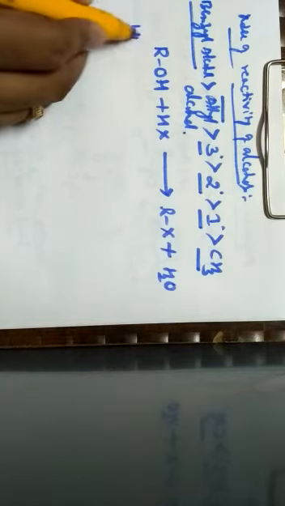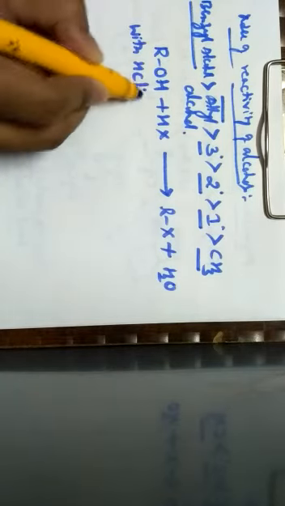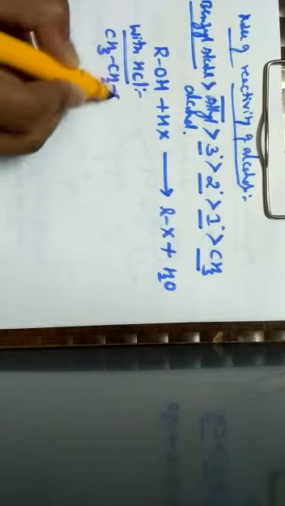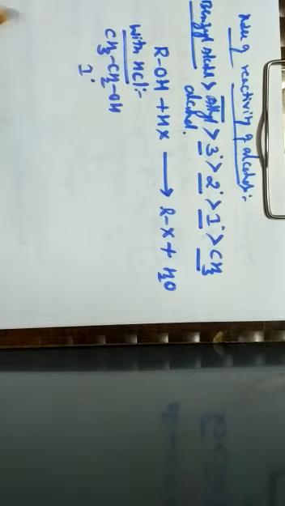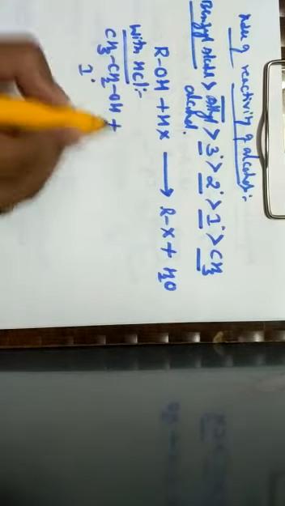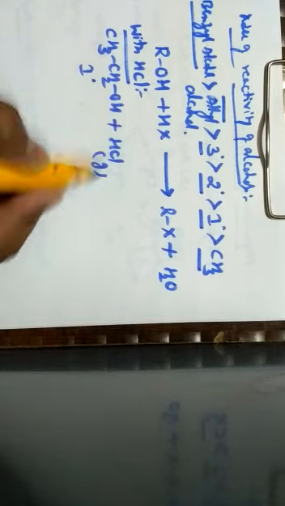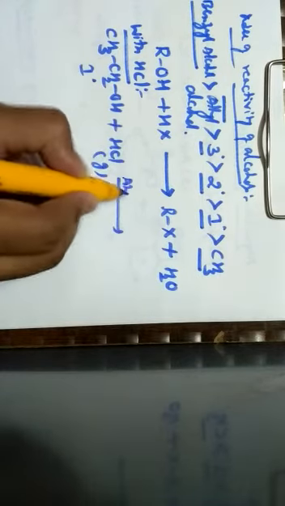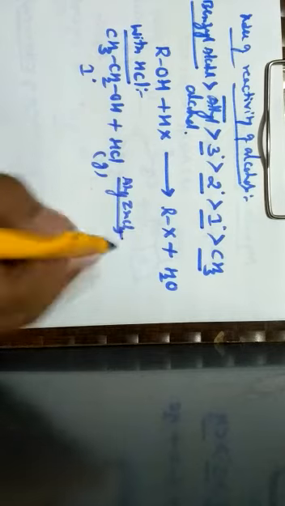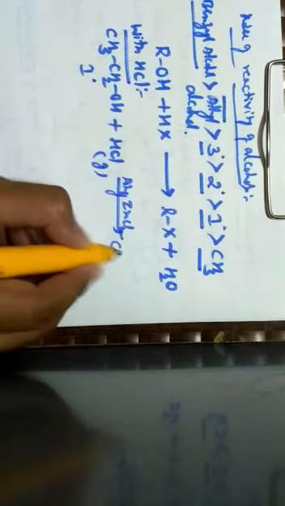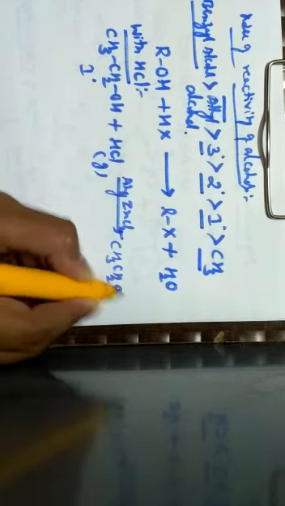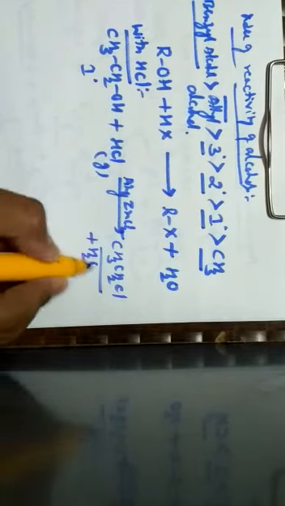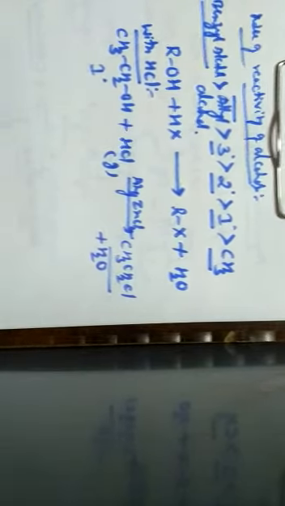So when we discuss the particular reaction with reference to HCl, CH3CH2OH, which is nothing but a primary alcohol. When this primary alcohol is made to react with hydrogen chloride gas in the presence of anhydrous zinc chloride, it gives rise to CH3CH2Cl, which is nothing but ethyl chloride, along with the formation of a water molecule.